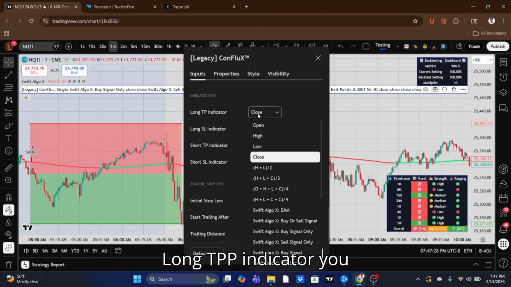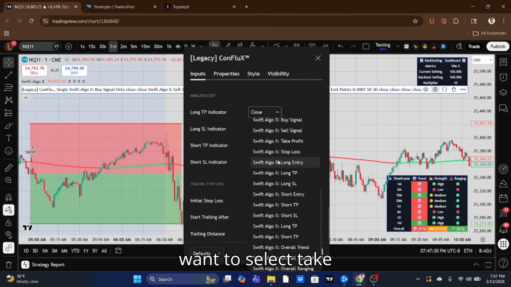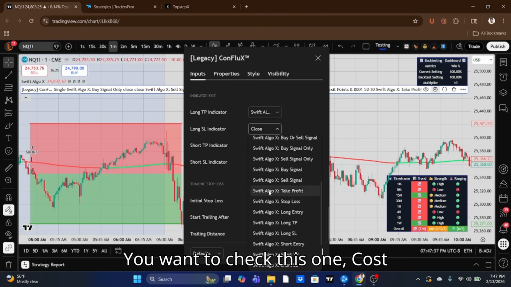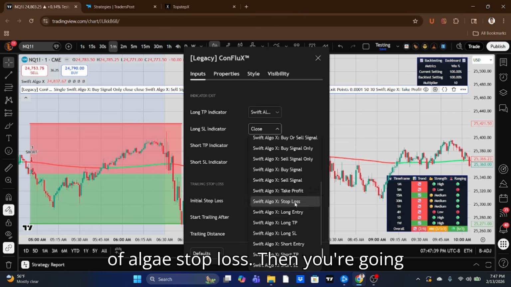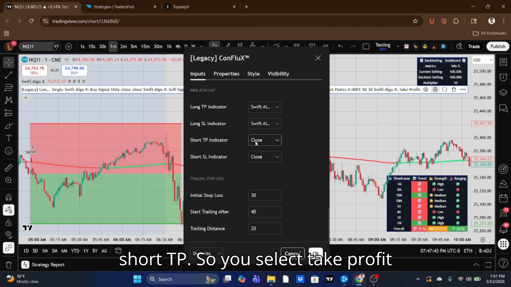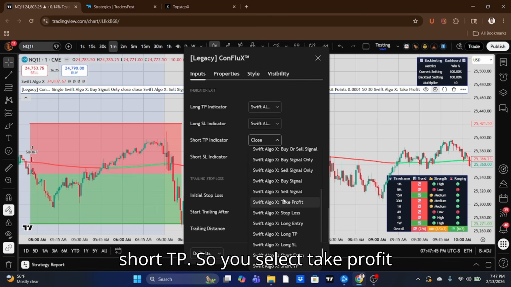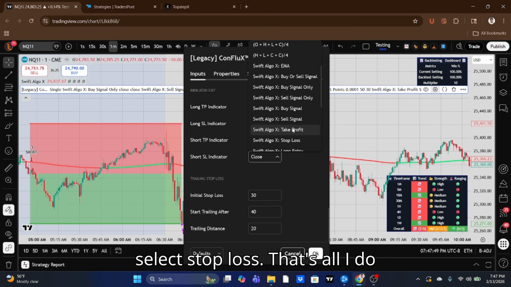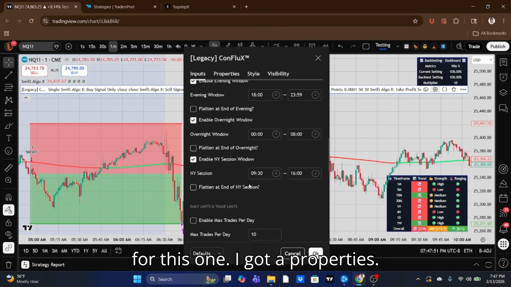Long TP indicator, you want to select take profit. Long stop loss indicator, you want to check this one called Swift Algo X stop loss. Then you're going to do the exact same thing with short TP, so you select take profit, and then short SL, you want to select stop loss. That's all I do for this one.